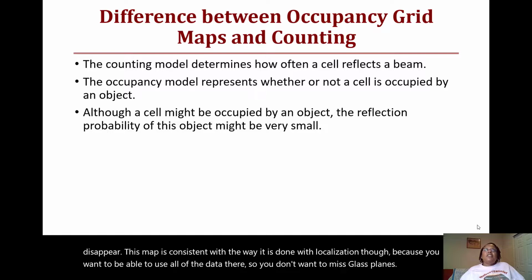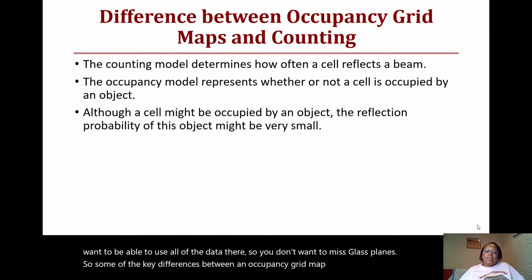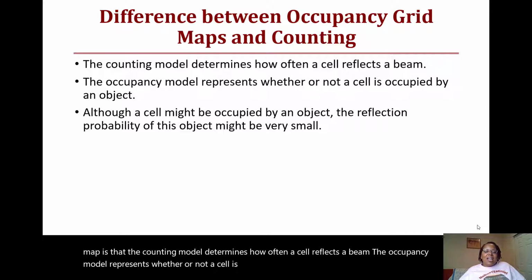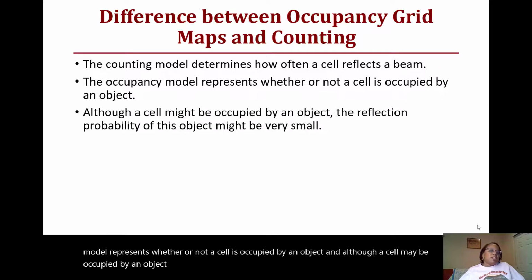So some of the key differences between an occupancy grid map and counting or the reflection map is that the counting model determines how often a cell reflects a beam. The occupancy model represents whether or not a cell is occupied by an object. And although a cell may be occupied by an object, the reflection probability of this object may be very small, such as glass.